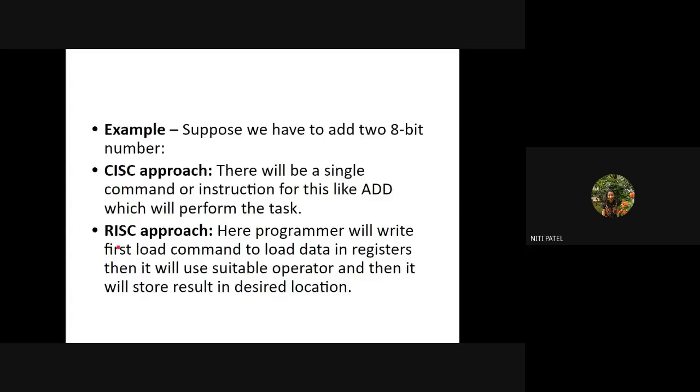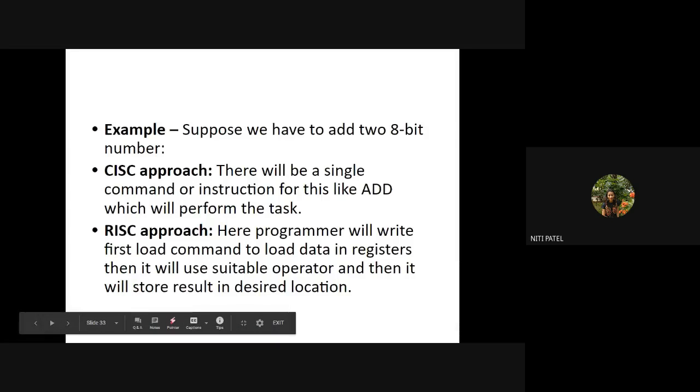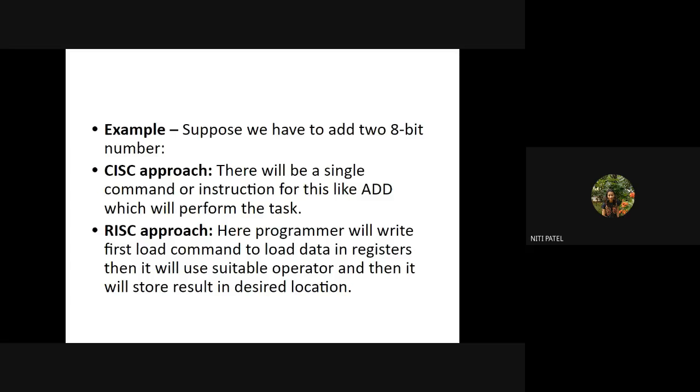But if it is RISC, what I will do is simply write load 1 0 0 0 0 0 0 0. That means it is going to load this data. Then I will again load the second number as 0 0 0 0, 8 times.